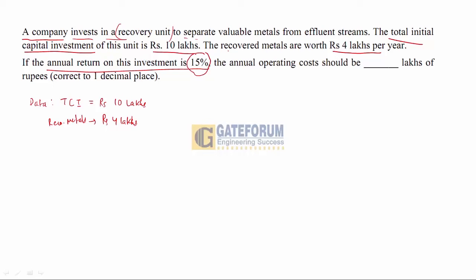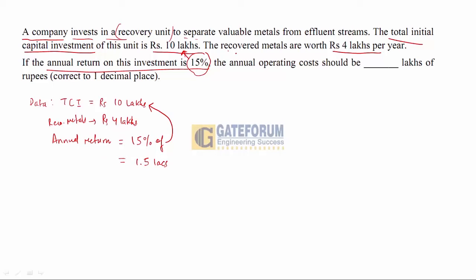So this percentage will be a percentage of this much. This thing is actually important to understand. So annual return, which means return per year, is 15% of this investment, means 15% of 10 lakhs. So this will be how much? From your calculator you can say that it is 1.5 lakhs. 15% of 10 lakhs is 1.5 lakhs. Okay, so our annual return is 1.5 lakhs.